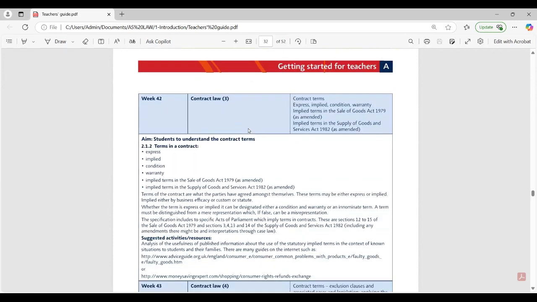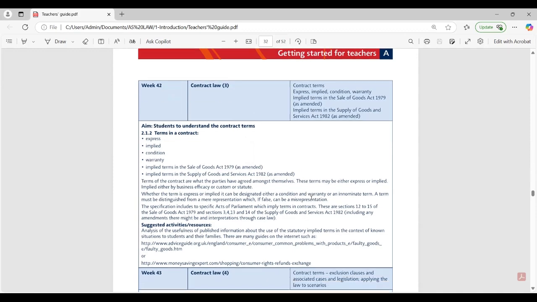you have to learn about the terms in a contract. What are the different types of terms like express, implied, conditions, warranties, and you have to learn about the Consumer Rights Act. These two acts given here, the Sale of Goods Act and the Supply of Goods and Services Act, those two were amended by the Consumer Rights Act. So the act that applies now is the Consumer Rights Act. So you have to learn about that as well.